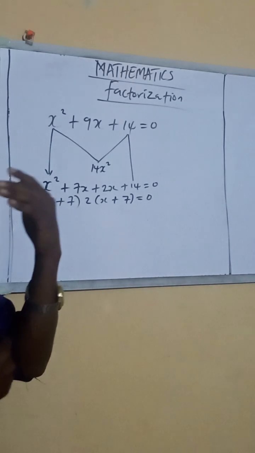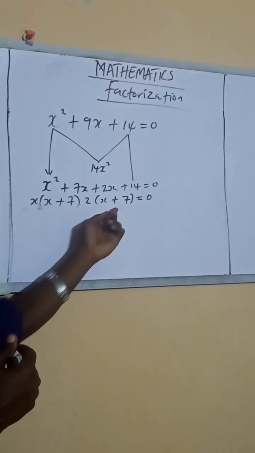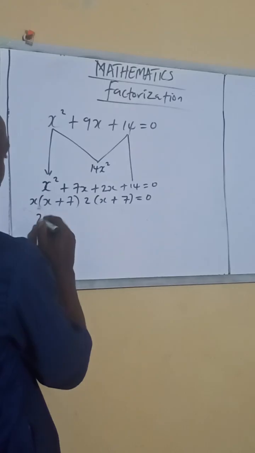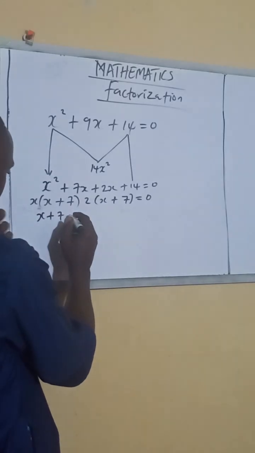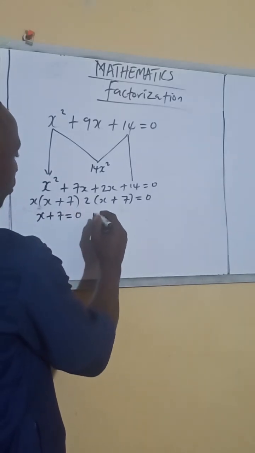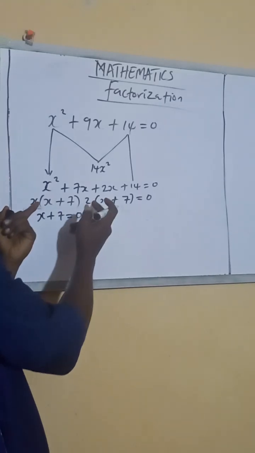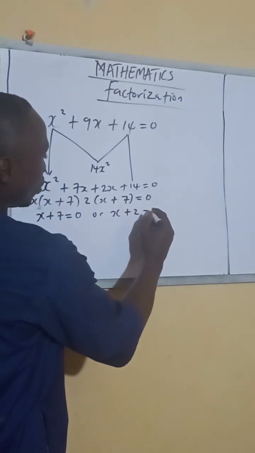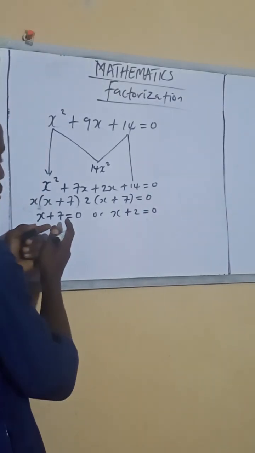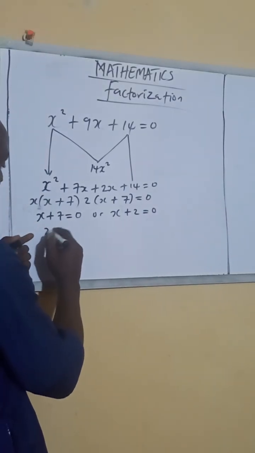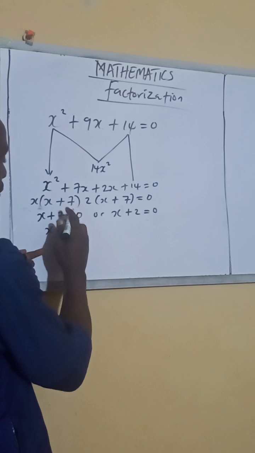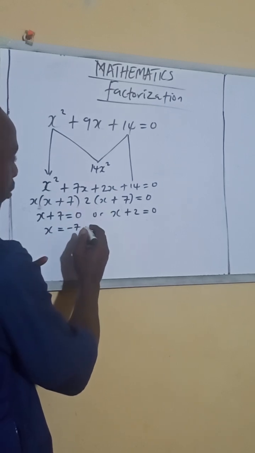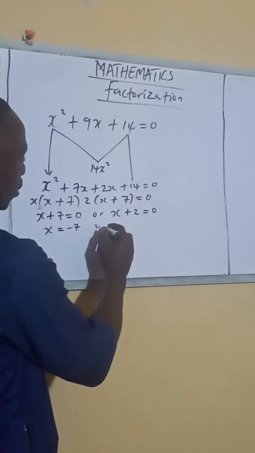You pick the one you did inside the bracket. Since there are 2, you pick one out, equal to 0. It becomes x plus 7 equal to 0. Or the second one, the one that was outside, this one here and this one there, becomes x plus 2 equal to what? 0. The first one now, x equal to what? If this 7 crosses over, it becomes what? Minus 7.